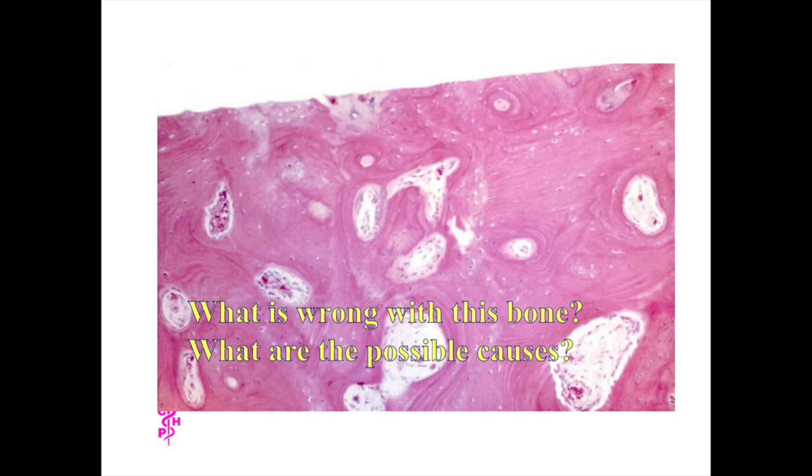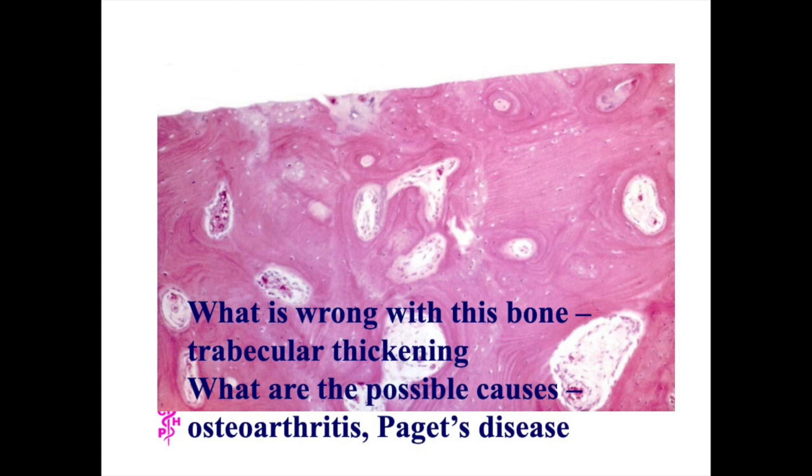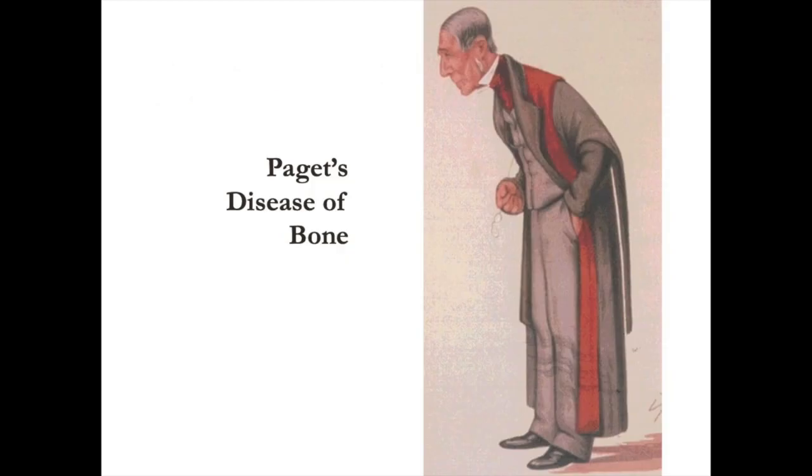Another histology picture. What's wrong with this bone? It's fairly obvious that the trabeculae are thickened. The normal pattern of the lamellar bone is disrupted if you view it by polarizing microscopy. This could be Paget's disease of bone, or it could be reactive bony thickening in an osteoarthritic joint. A few words about Paget's disease of bone.